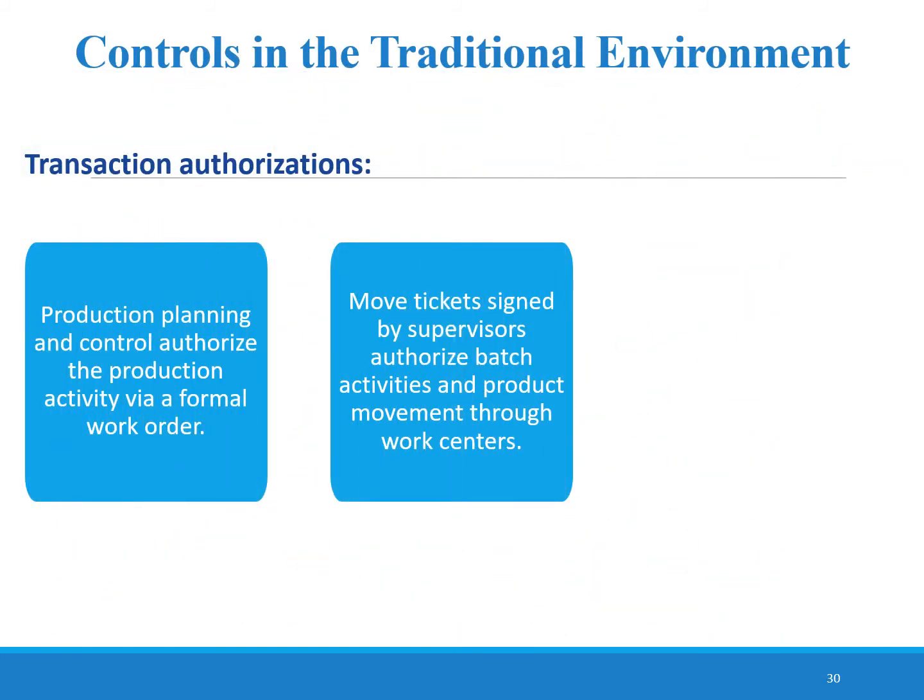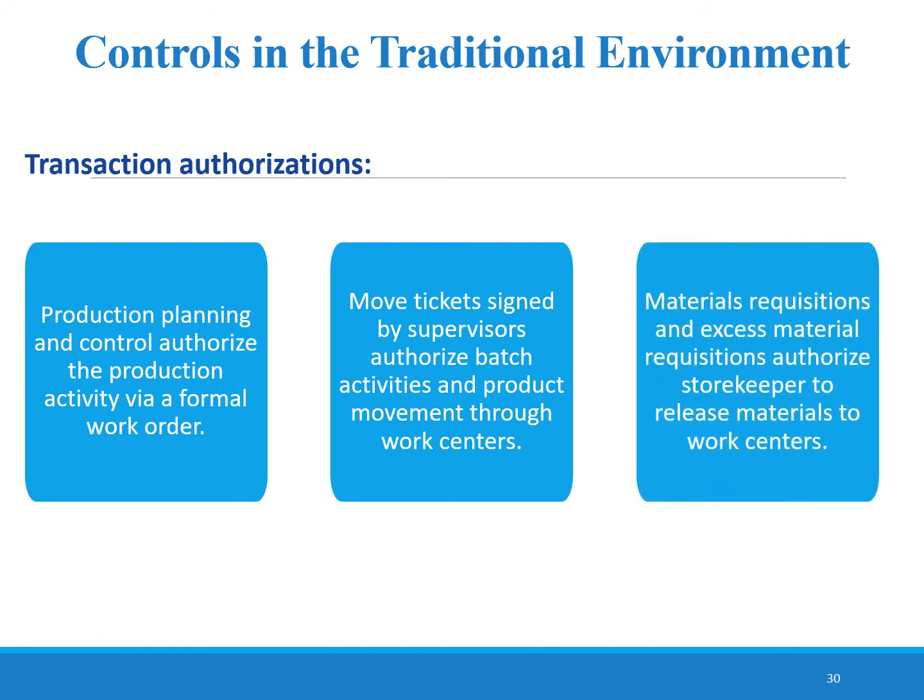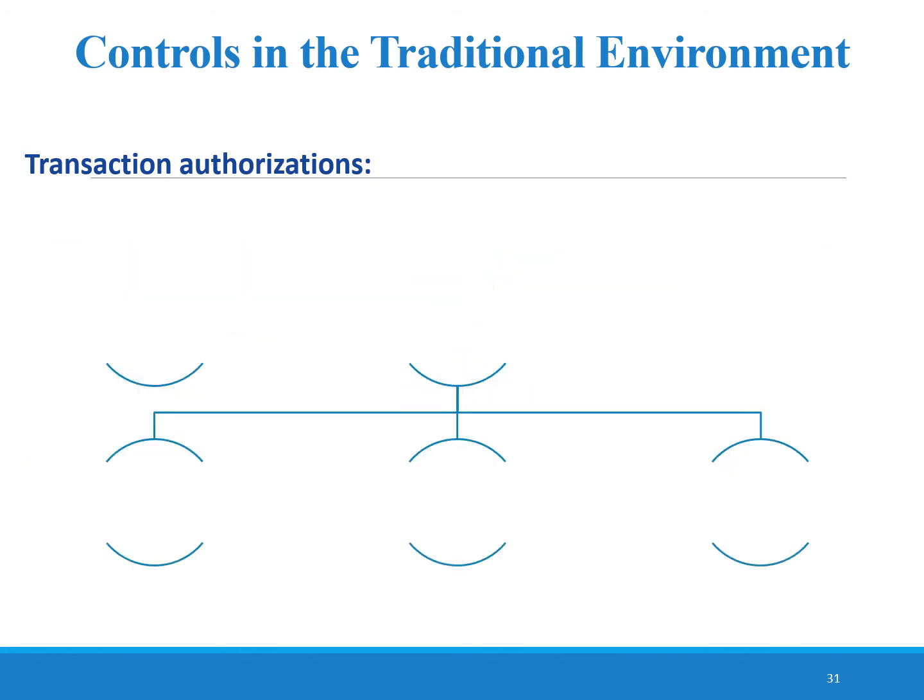And here it's explained in detail, in a narrative way, the transaction authorization. I did explain it already in the tables, so I will not go one by one. Maybe I take one of the examples: the production planning and control authorizes the production activities via formal work orders, and then the moving ticket is to be signed by supervisors. All of this is a point of control in the transaction authorization.